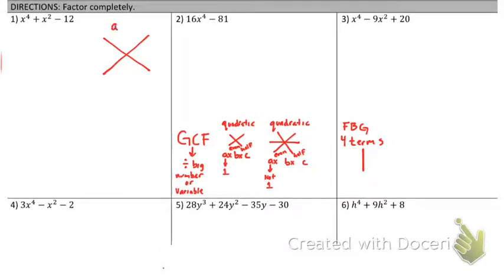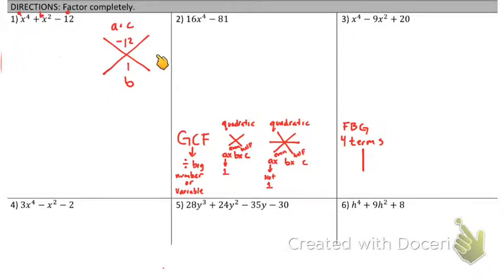If you remember, A times C on top, B on the bottom. A times C is... Our A value is 1. Our C value is 12. Again, our ABC pattern. A, B, C. Okay? So it's negative 12 here. Our B value is positive 1.